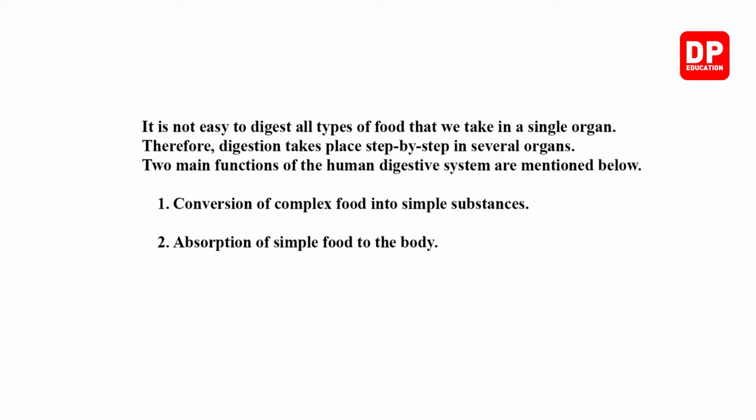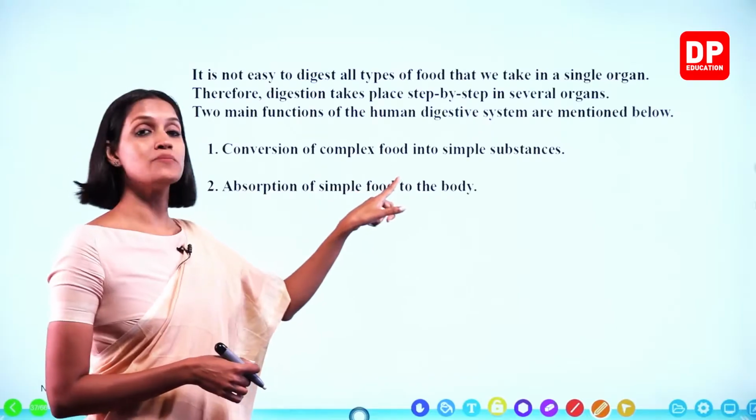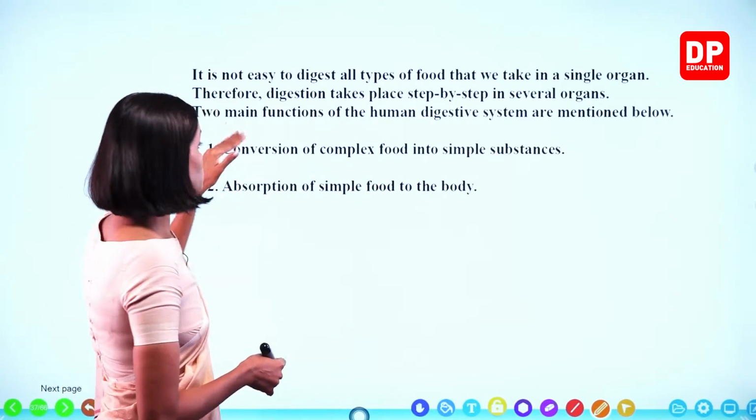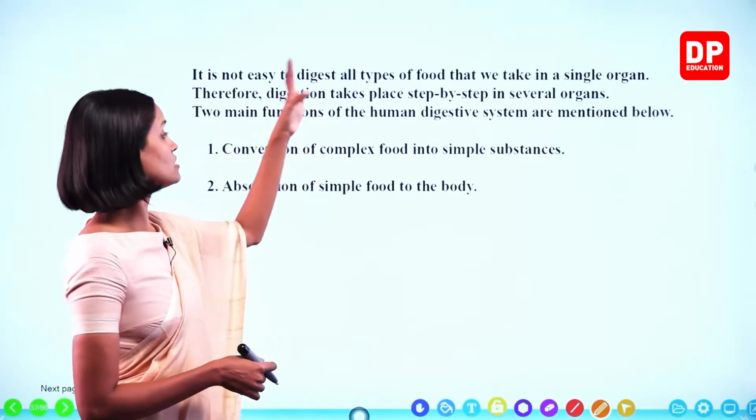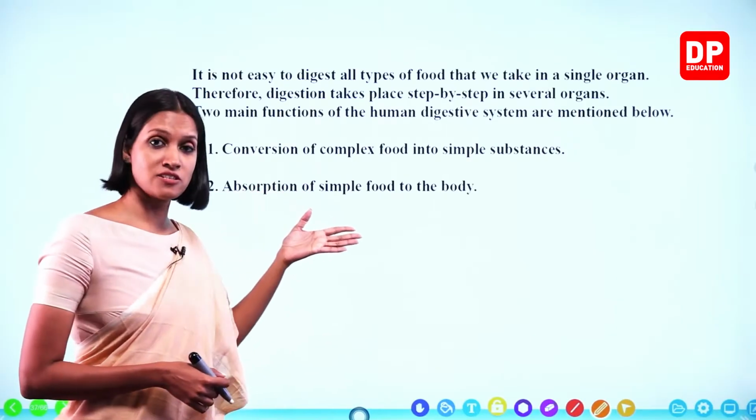Two main functions of the human digestive system are mentioned below. Number one, conversion of complex food into simple substances. This is done in two steps. Number one, mechanical digestion. Number two, chemical digestion. Right? Conversion of complex food into simple substances is done in two steps. Number two, after converting it into simple substances, what is the second function done by the digestive system?